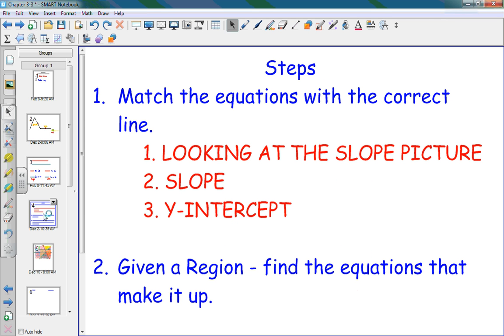And this is the part where you actually have notes on here. The steps to doing today's work. Step 1, match the equations with the correct line. When looking at the slope picture, if you're on the mountain, you have x and y in there. If you're on a flat line, flat ground, it's just y equals a number. If you're on a vertical line, it's x equals a number. If you can match the graphs up with the correct equation by just examining the slope picture, you're good to go. If you cannot, then you need to examine the other two parts: the slope and the y-intercept. You understand that?